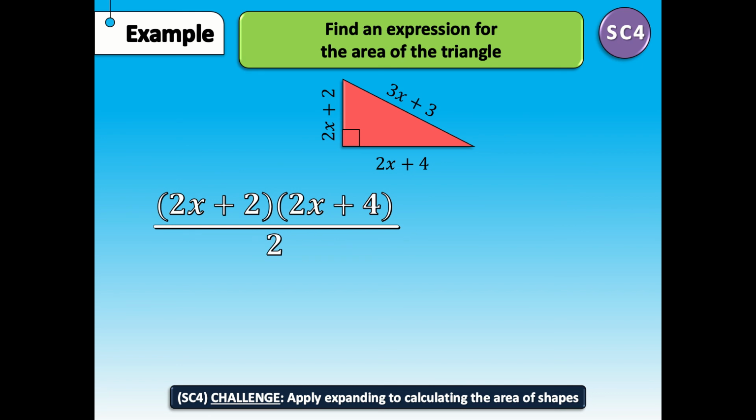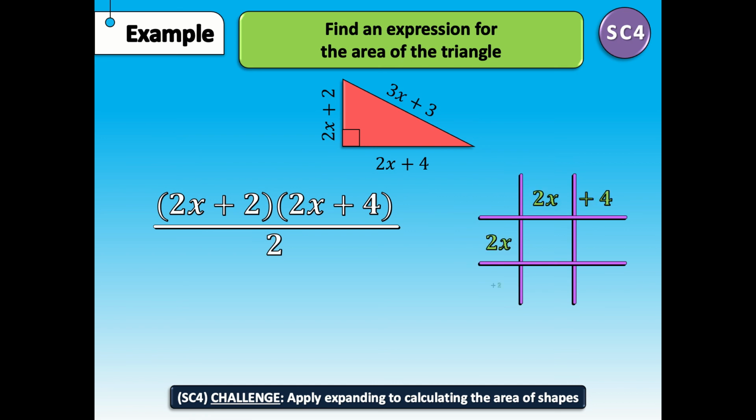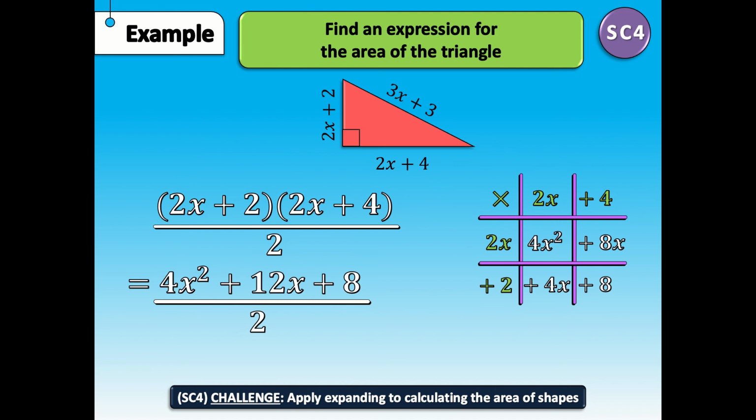So we've got to do 2x plus 2 times 2x plus 4, and then divide that by 2. So we expand the double bracket. We do 2x plus 4 times 2x plus 2. 2x times 2x is 4x squared. 2x times 4 is 8x. 2x times 2 is 4x. And 4 times 2 is 8. We can simplify that to 4x squared plus 12x plus 8.